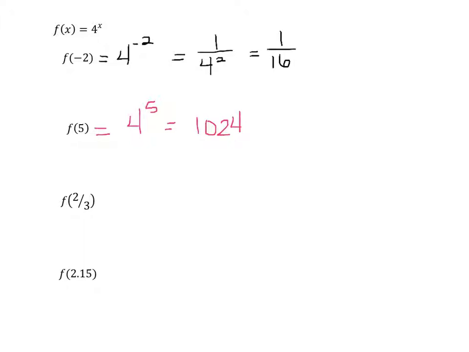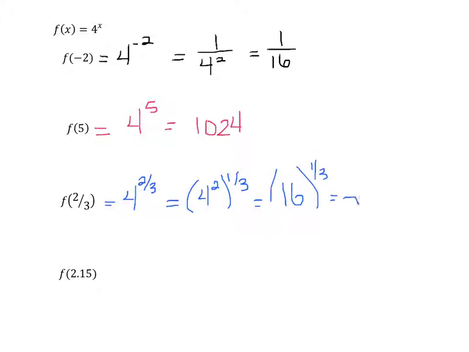The next one's where it gets a little bit trickier. We're looking for f of 2/3, which means 4 to the power of 2/3. So we can do this in a couple of ways. The way that I would approach this is I would say 4 squared to the 1/3 power. 4 squared is 16 to the 1/3 power. And then I'll be looking for the cube root of 16.